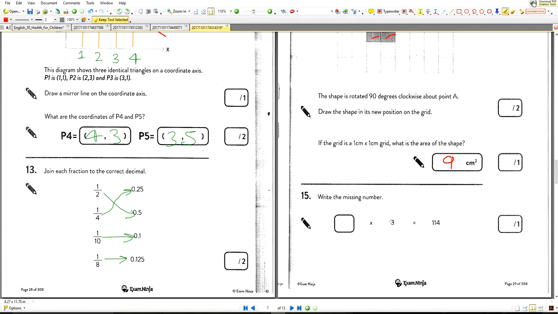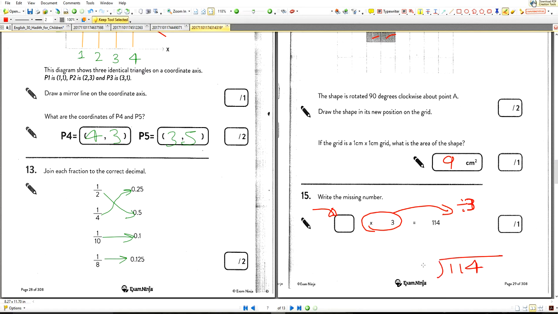Write the missing numbers. So this is back to our solving algebra videos. Something times by 3 is 114. Opposite of times by 3 is divided by 3. So we get 114 divided by 3.